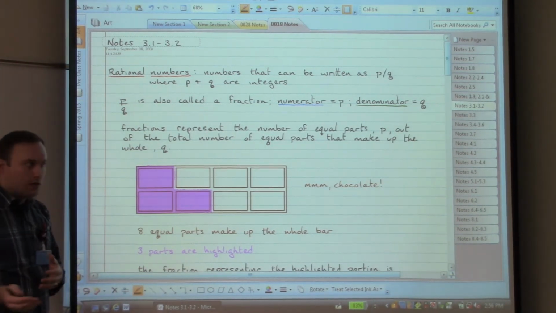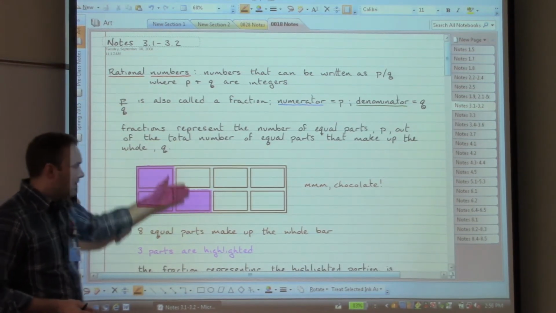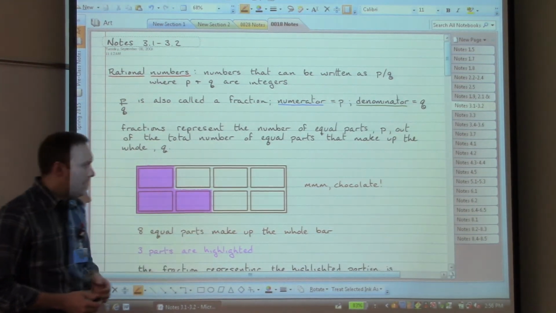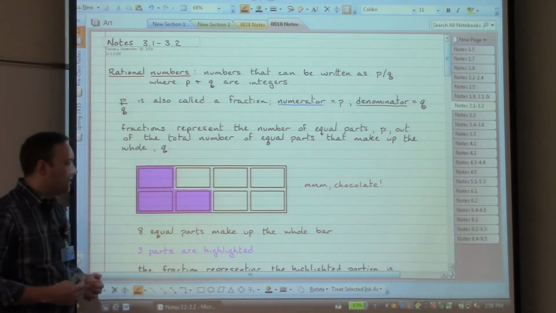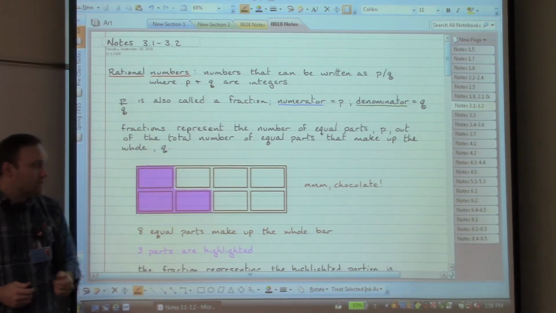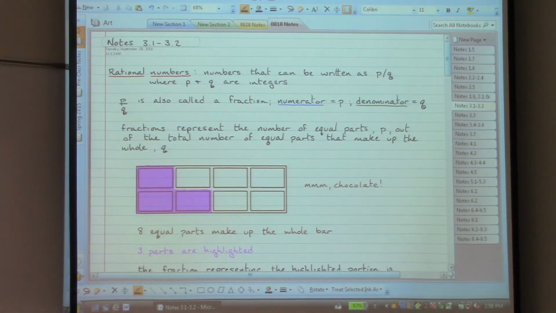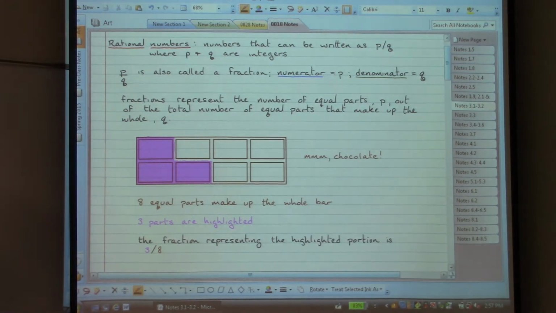So just as an introductory example, if we're looking at a chocolate bar, and we can have that chocolate bar broken into 8 equal parts, let's say that I wanted to have a little snack, and I was going to have only 3 of those pieces, then I can use the fraction 3/8 in order to represent that snack portion that I would be eating.